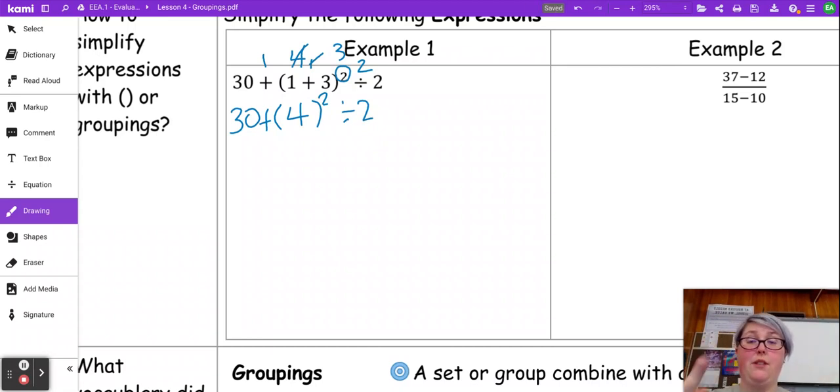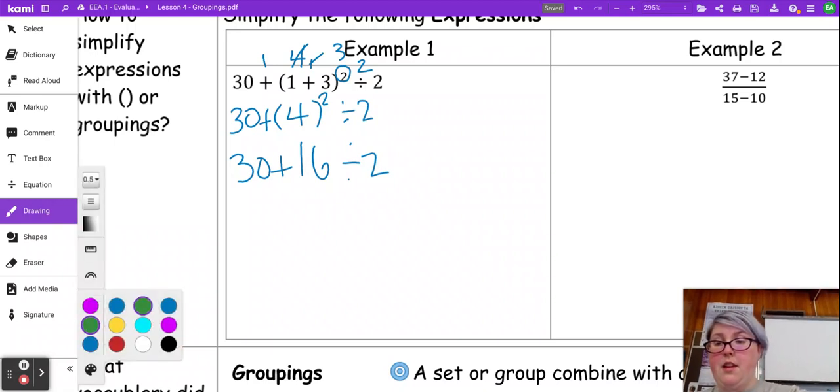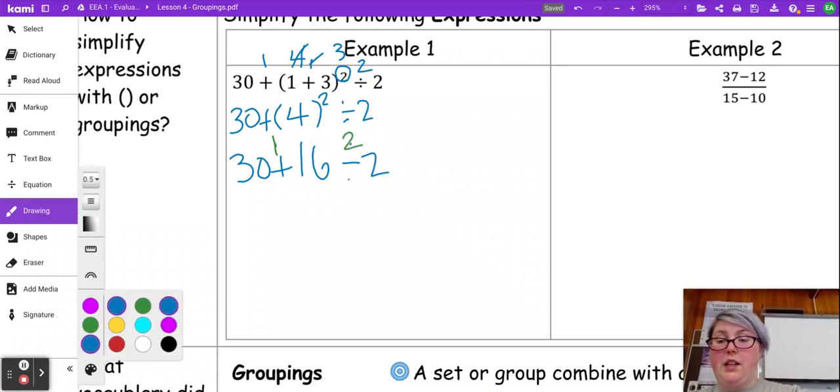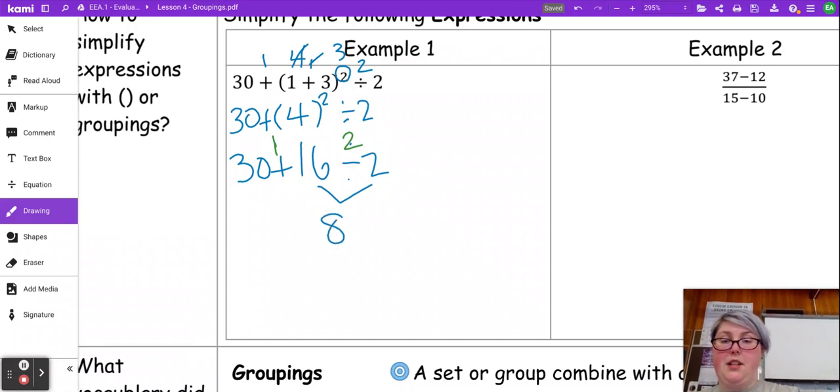Now we need to take care of our level 3, our exponent. We're still carrying down 30 plus. 4 squared is the same as 4 times 4, which is 16, divided by 2. All right, so now we have a level 1 and a level 2. If you need to relabel, folks, I find that helpful. So we're going to do 16 divided by 2, and that is 8. Carry down our 30. 30 plus 8 equals 38.